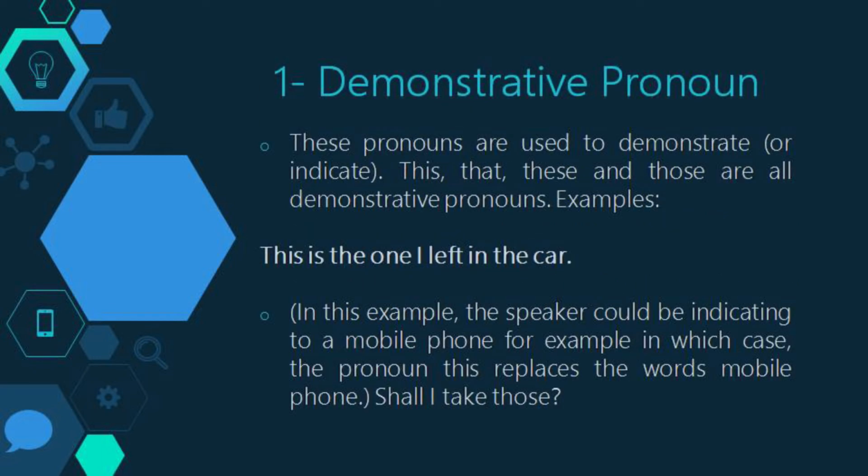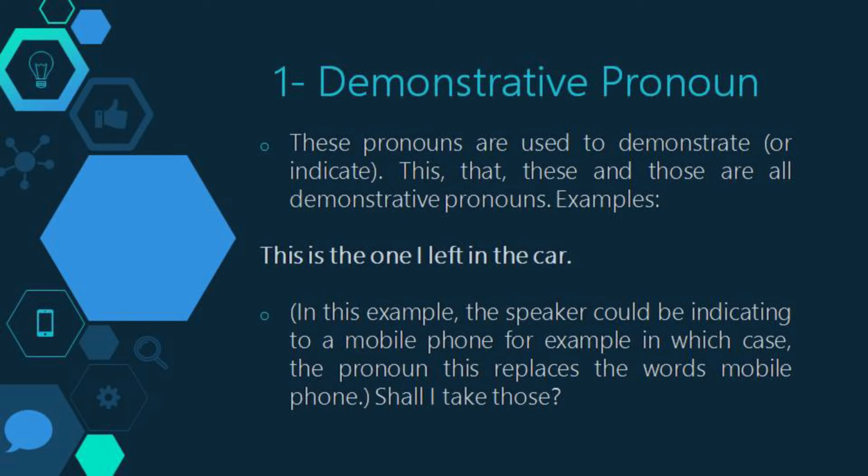First of all, we have the demonstrative pronouns. As you know, these pronouns are used to demonstrate or indicate. Demonstrate means indicate. For example: this, that, these, and those. These examples are all demonstrative pronouns. Just say, this is my book. Here, this is a demonstrative pronoun.